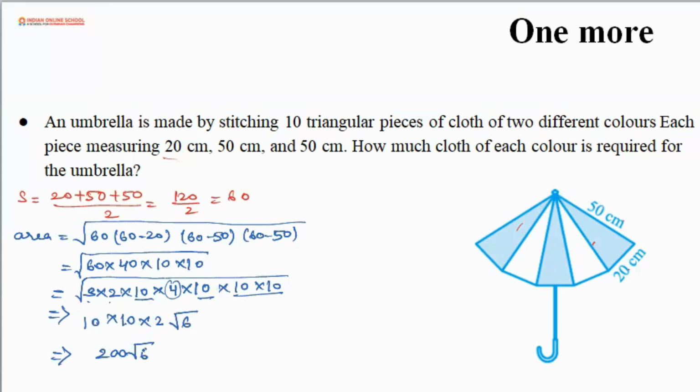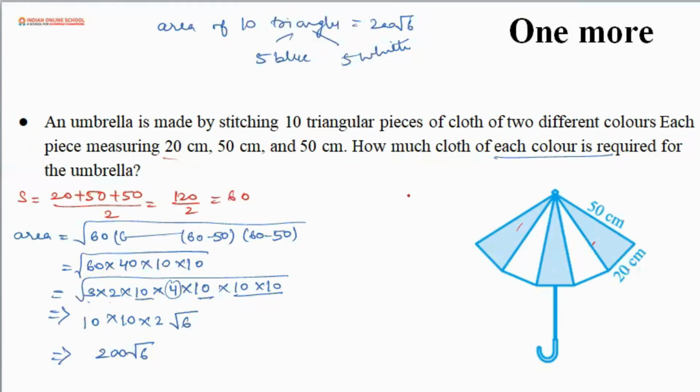Okay. Since we are getting it as 200 root 6, this is the area of the entire umbrella, which means the area of all the 10 triangles. And since we already know in 10 triangles we do have 5 blue and 5 white, and the question is asking how much cloth of each color is required, whatever area we are getting, we are supposed to divide it by 2. So the area we are getting as 200 root 6, when we divide it by 2, we will be getting 100 root 6.